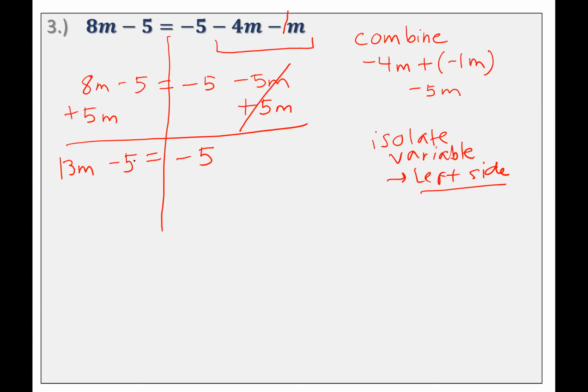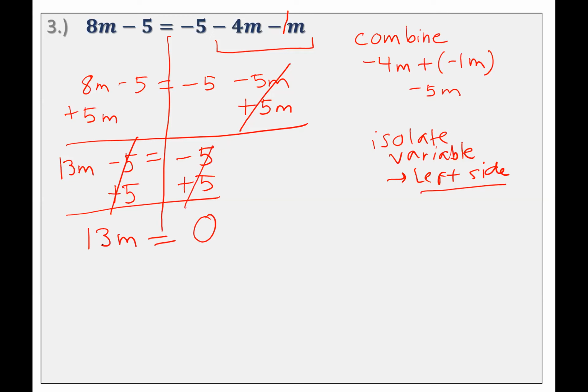So 13m minus 5 equals negative 5. Let's add 5 to both sides to try to isolate the variable. The reason why I'm adding 5 is that it's the opposite of minus 5 over here on the left side. Let's cancel that out. So all that we have left is 13m equals, now on the right side, negative 5 plus 5. In a way, those also cancel out. So you can cross them out, that's fine, but we need to write something on this right side. We can't leave it empty. So remember, if these numbers are canceling out, it's because they add up to 0.